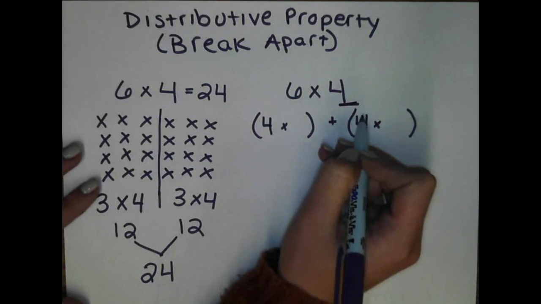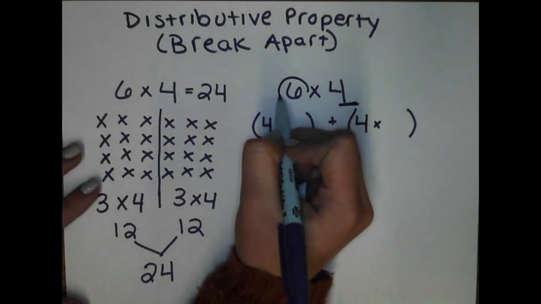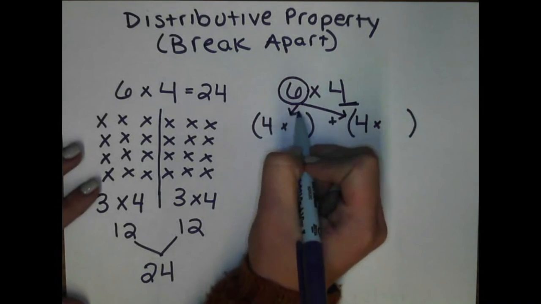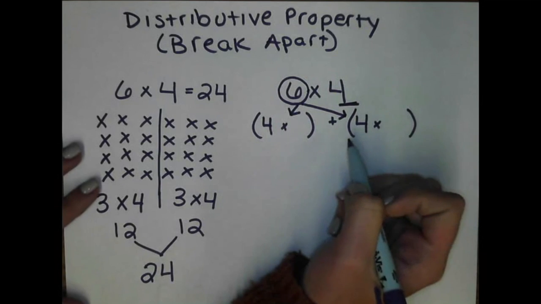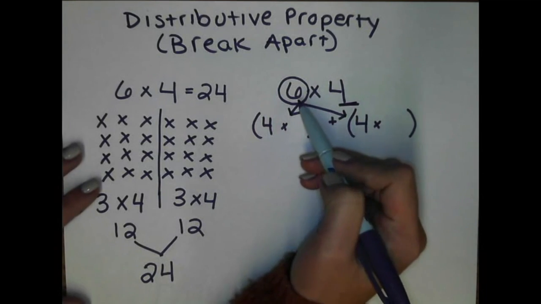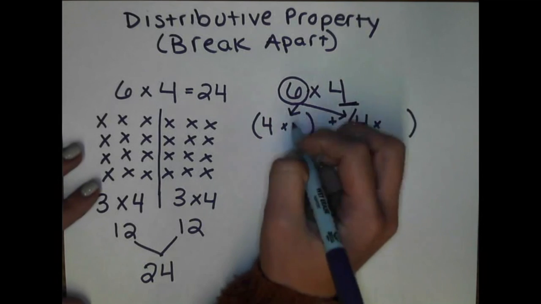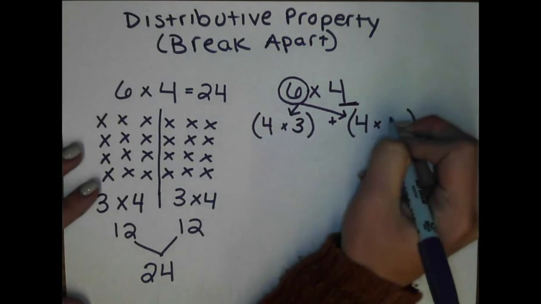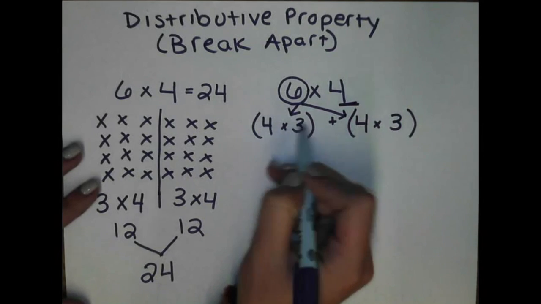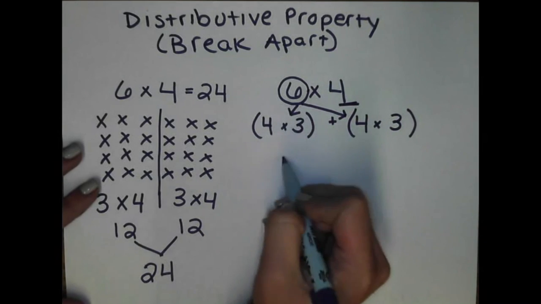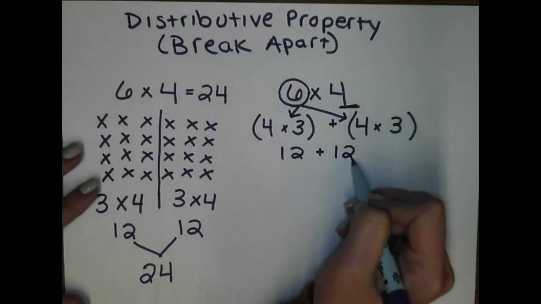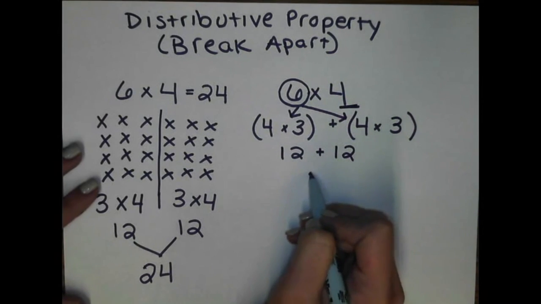Next, I'm going to pick this 6 and break it apart into the different multiplication sentences. Now my job here is I have to pick 2 numbers that I can add together to equal 6. I'm going to go for my known double fact, 3, because 3 plus 3 equals 6. Now I'm going to solve. So 4 times 3 equals 12, plus 4 times 3 equals 12, and then 12 plus 12 equals 24.